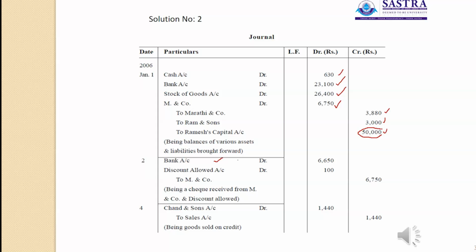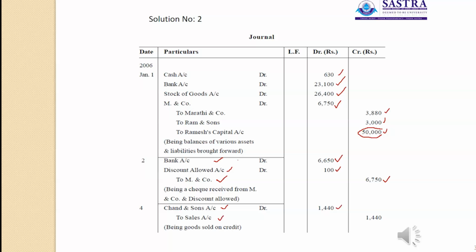The next account is check received from M&M company and discount allowed. So what is the journal entry? Bank account debit, discount allowed account debit, to M&M company account. So bank account debit rupees 6,650, discount allowed rupees 100, to M&M company 6,750. Okay, so the narration for this transaction is being check received from M&M company and discount allowed.